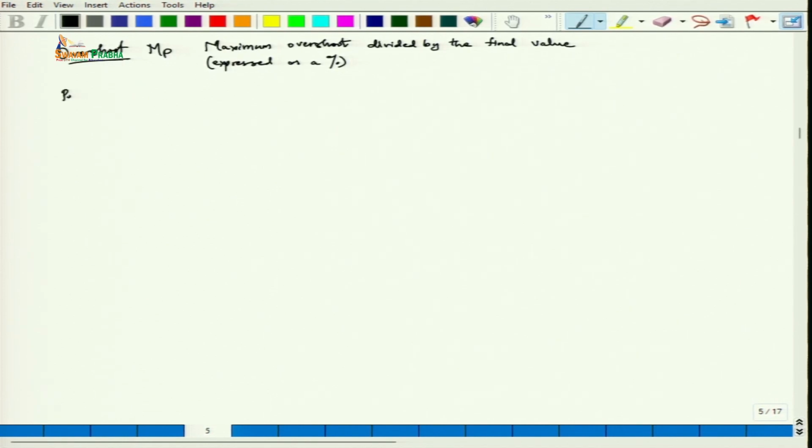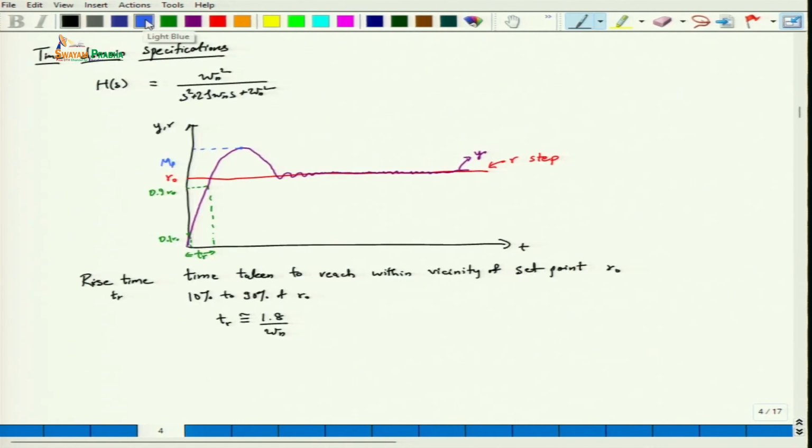The other specification, which is related to this maximum overshoot, is the peak time Tp. It is the time taken to reach this maximum overshoot. So the basic idea is this particular time here is basically Tp.